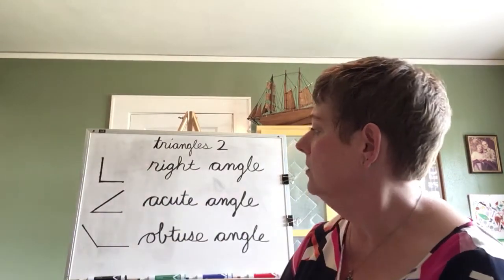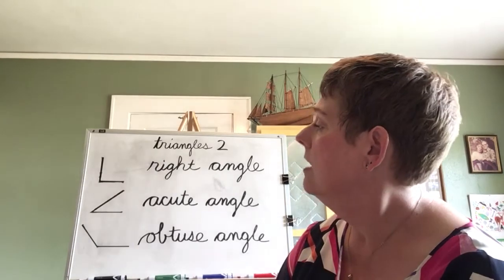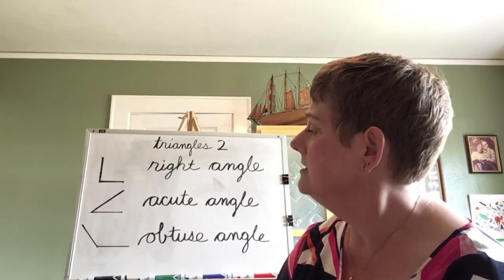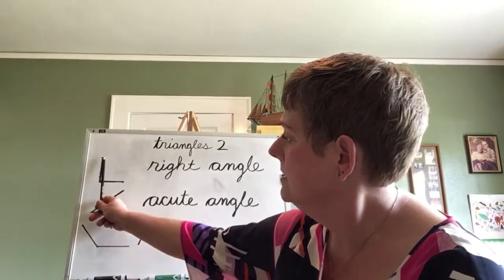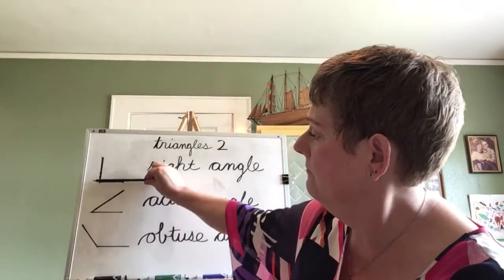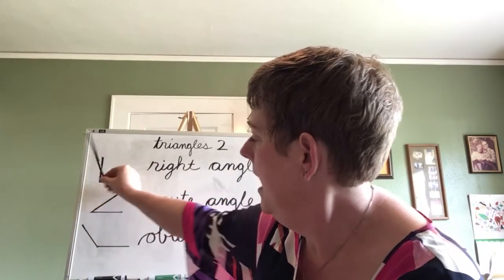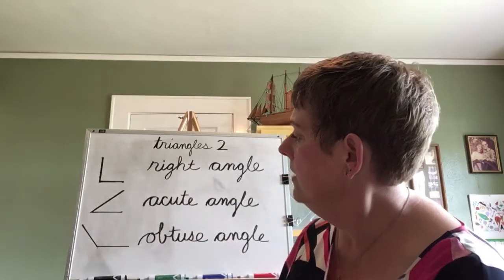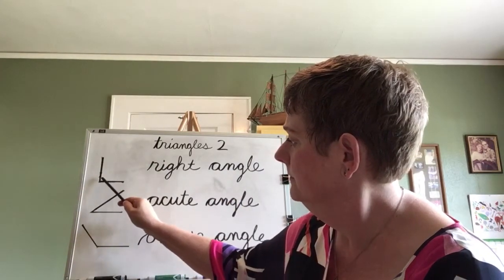Here is a right angle. A right angle is made of 2 perpendicular lines intersecting. I like to think of it as this one is the wall and this one is the floor. If you were building a house, you'd need a wall and a floor. And where they come together is a right angle.